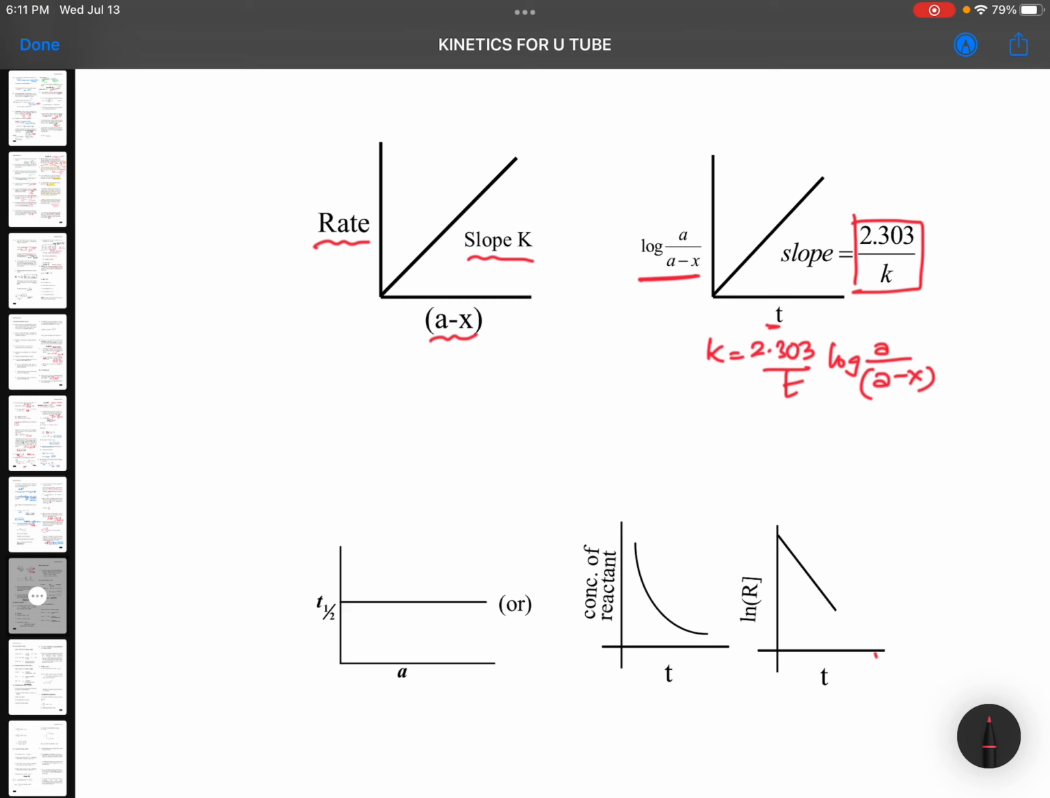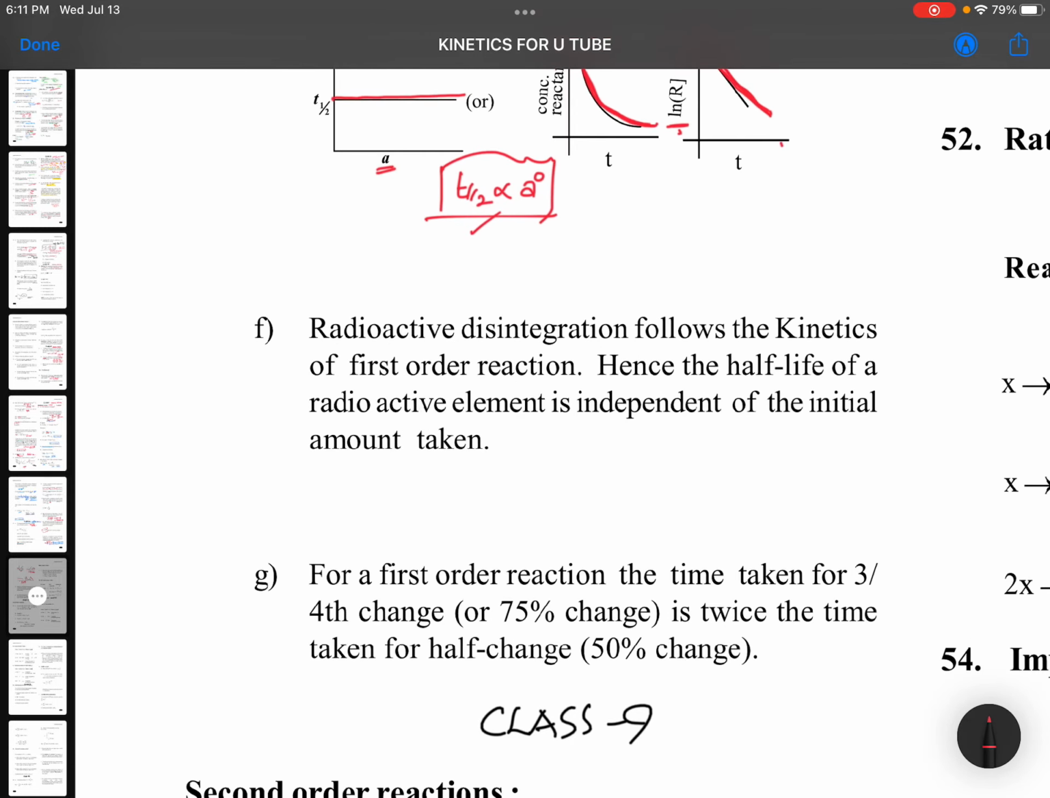t half is independent of initial concentration. For that purpose, we are showing this one. t half is not dependent. t half is proportional to a to the power 0. In zero order reaction, we were discussing a to the power 1. For this it is a to the power 0. And the concentration of reactant should decrease along with time. It is decreasing. Rectangular hyperbola graph, it is decreasing. If you want to take natural logarithm, then it is a straight line with negative slope. These are some important lines.